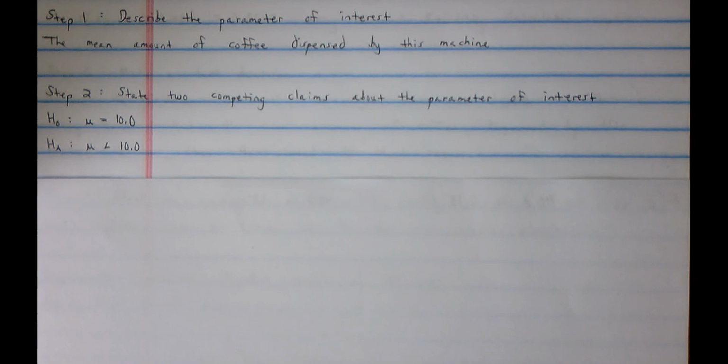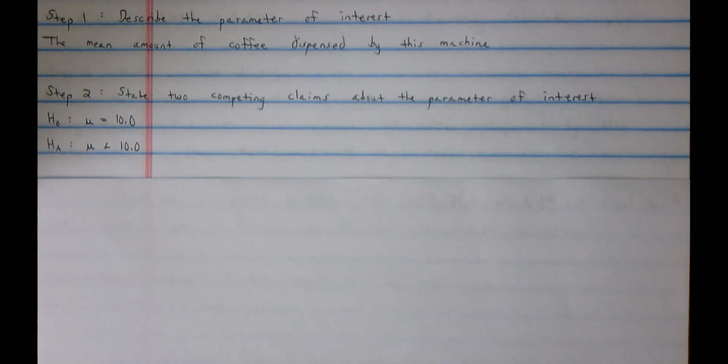Step 2 is to state two competing claims about the parameter of interest. So we'll start by stating the null hypothesis, which we denote by H naught. And this asserts that the coffee machine is doing what it's supposed to, that on average it's dispensing 10 ounces of coffee per cup. So the null hypothesis is that mu is equal to 10.